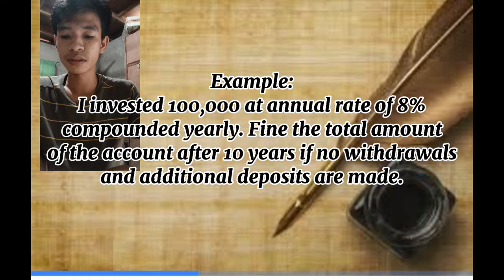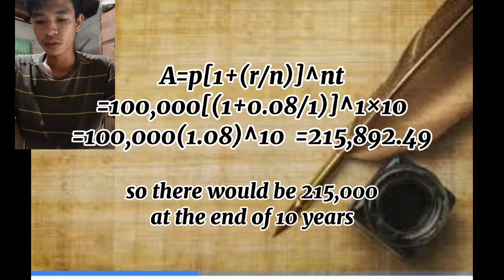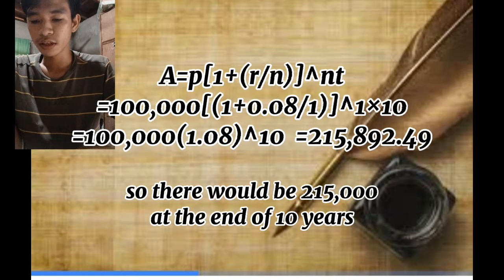So, example: I invest 100,000 at an annual rate of 8% compounded yearly. Find the total amount in the account after 10 years if no withdrawals and additional deposits are made. So, A equals P times 1 plus r over n raised to nt. Let's input their values first, guys. We have A equals 100,000 times 1 plus 0.08 over 1 raised to 1 times 10.